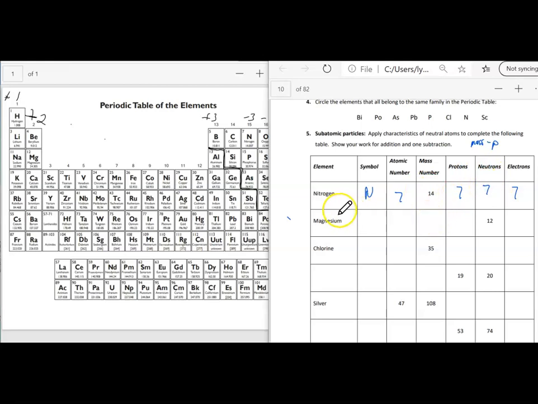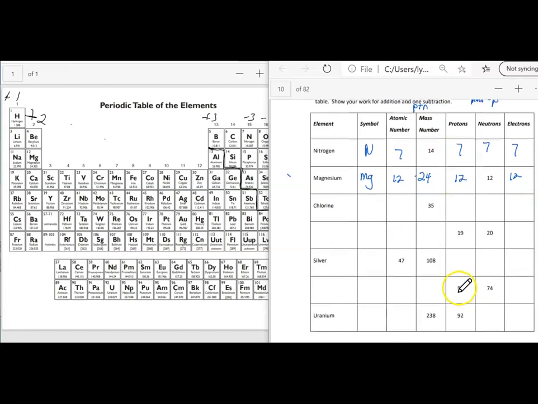Magnesium is right here, number 12. It's Mg. Atomic number of 12. Protons 12. Electrons 12. Then to get the mass number, we want to add protons plus neutrons. 12 and 12, 24. Mass number is always going to be larger than any of your subatomic particles because you're adding 2 subatomic particles together to get the mass number.